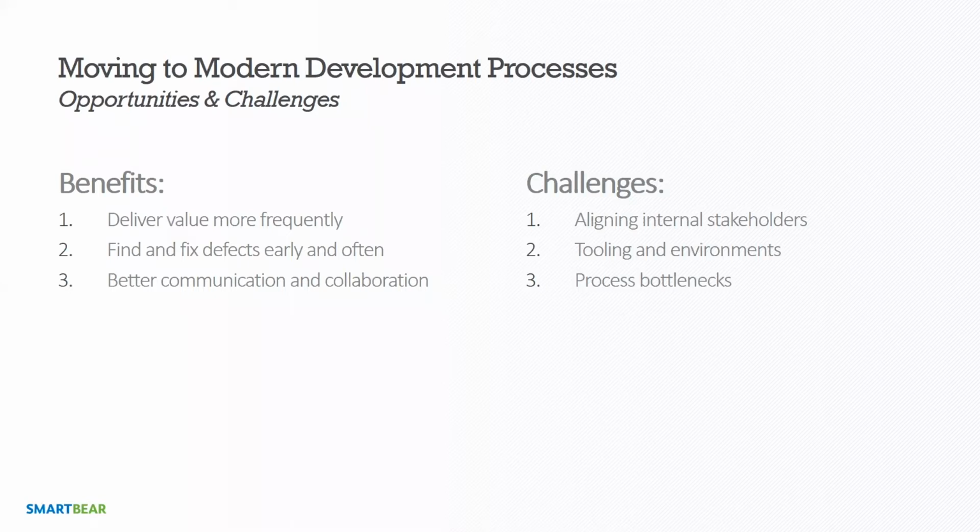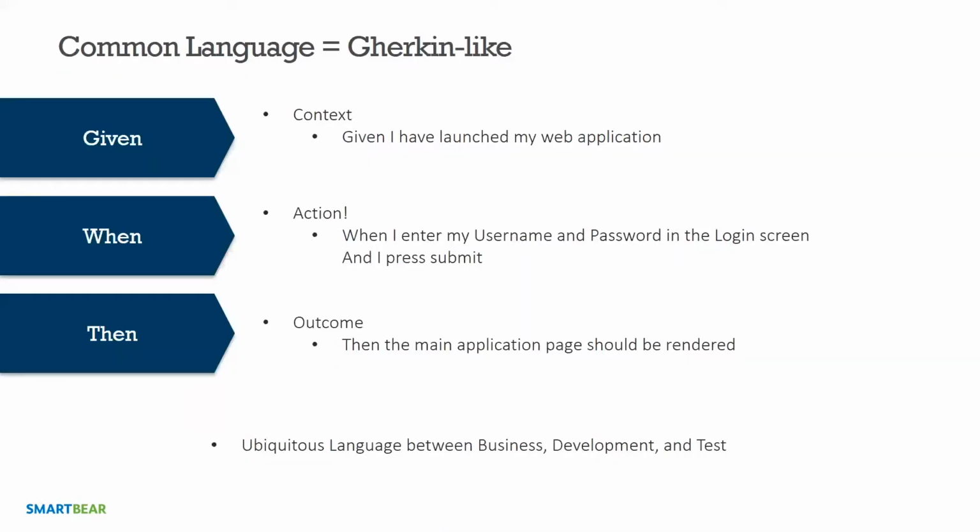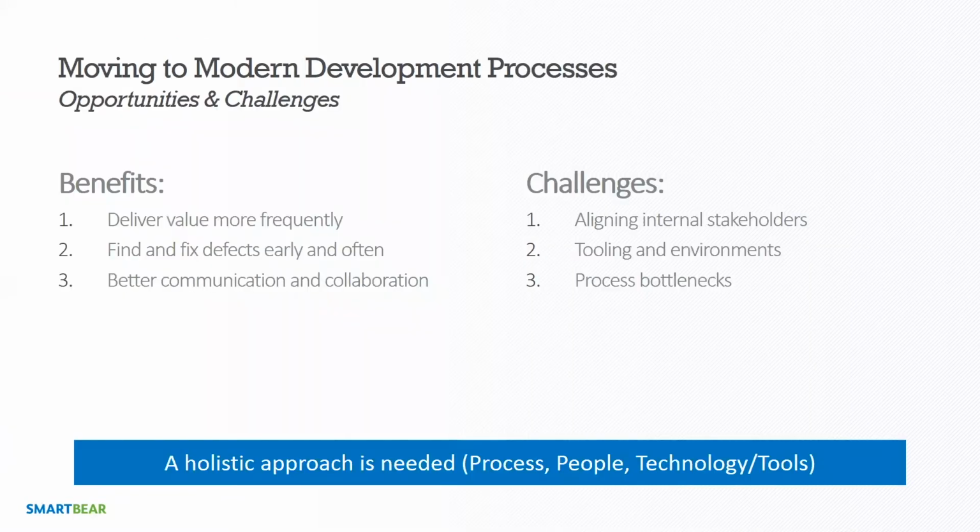So how do you fix it? Well, we just put it up on the screen. You need a holistic approach. You need something that actually aligns those three things. You need to approach it from a bigger perspective on the process, how you're going to align all the people, and then what tools you can use to share. And that's where we used ubiquitous language or common language. That common language is actually really important.